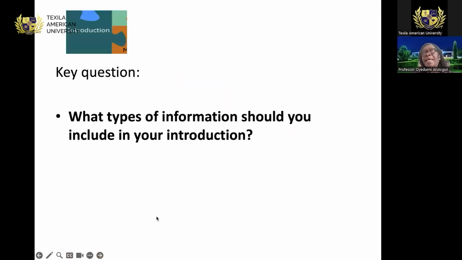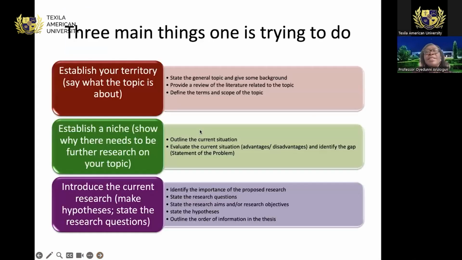So now we'll take them one after the other, starting with I, which is the introduction. The key question to ask in writing the introduction part of the thesis is what types of information should be included in the introduction. That will guide our thoughts in making sure that we don't just continue to write and at the end of the day, there is nothing in the introduction. There are three main things that the introduction does. One, it helps to establish the field.